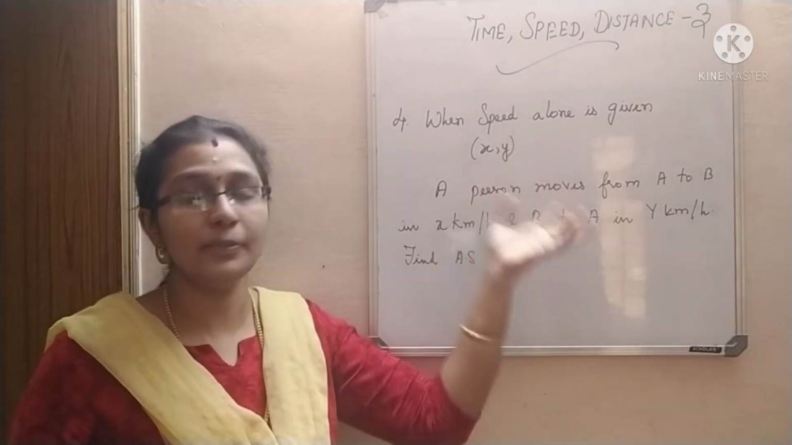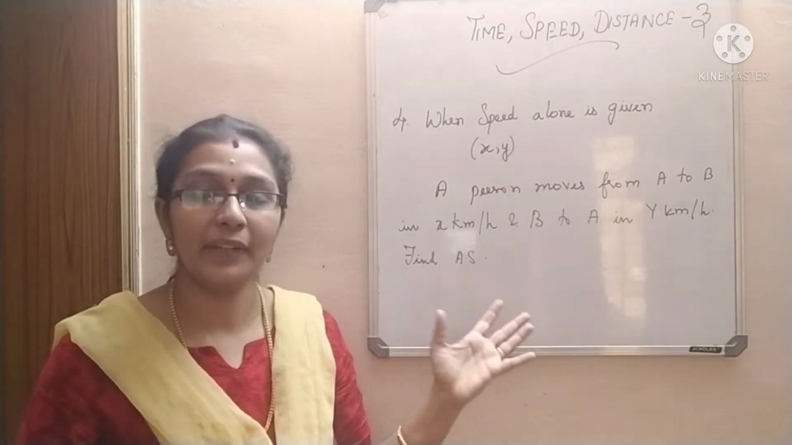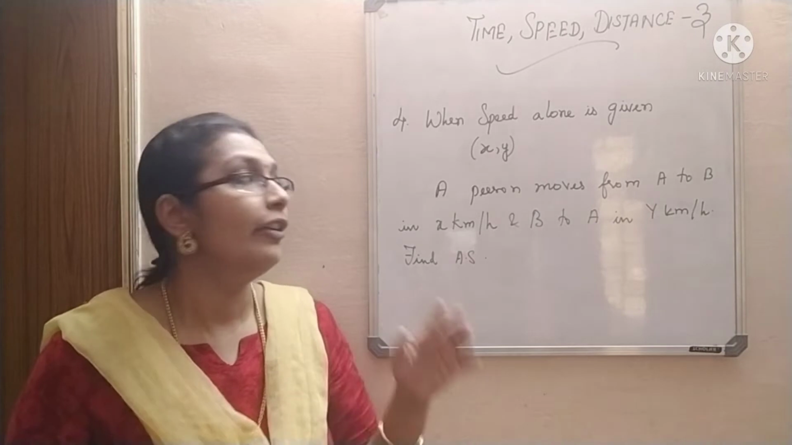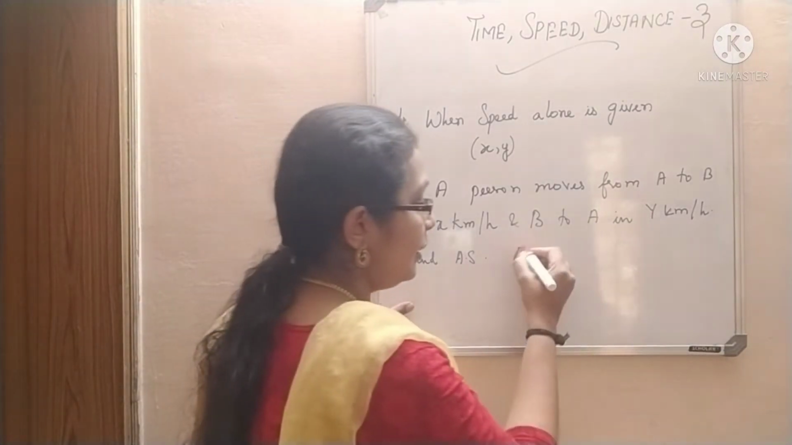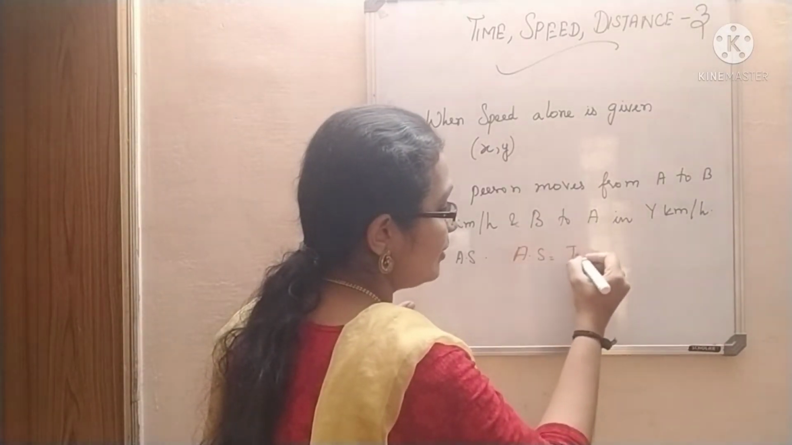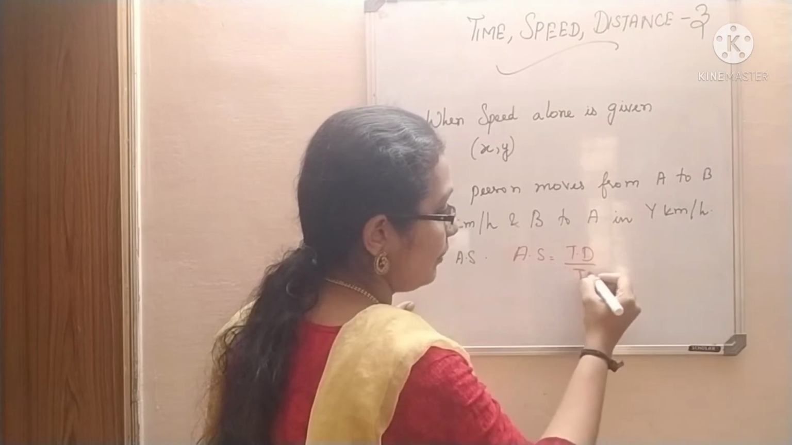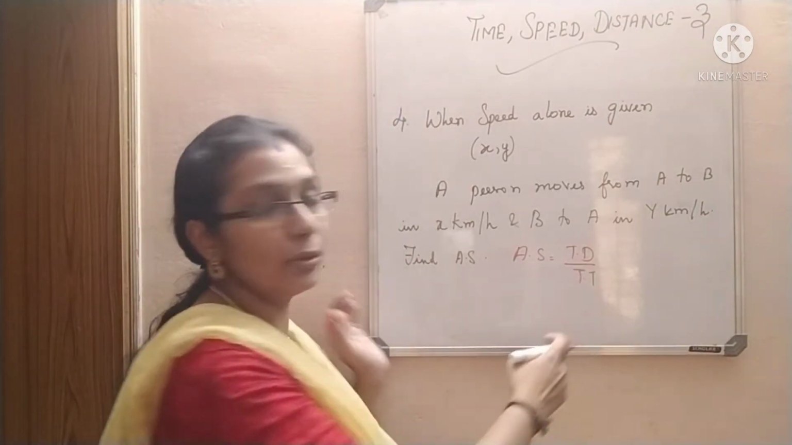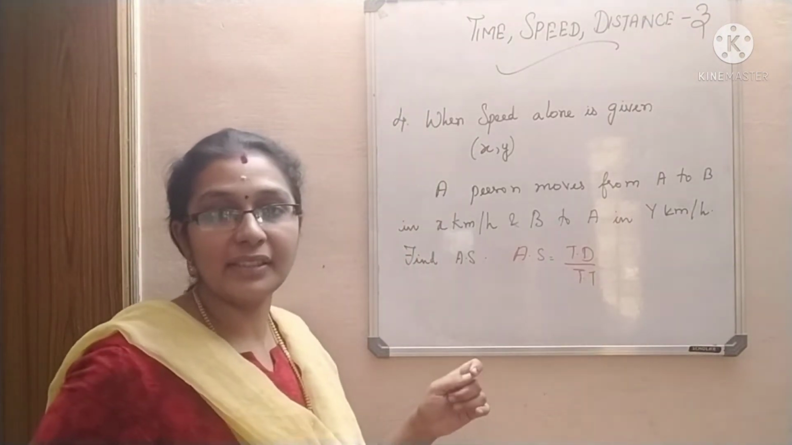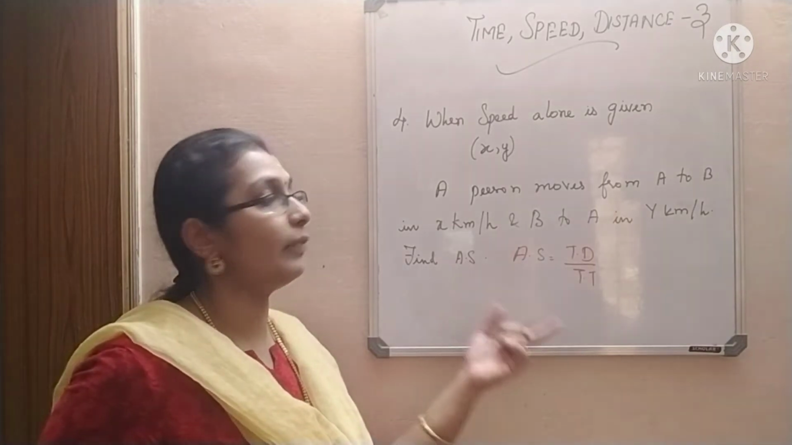Okay, they will give only the speed and they will ask us to find the average speed. So how will you do it? In order to find average speed, we need two values: one is total distance and the other is total time, right? Here there are no values given for distance and time. So what will you do? You will have to find them.